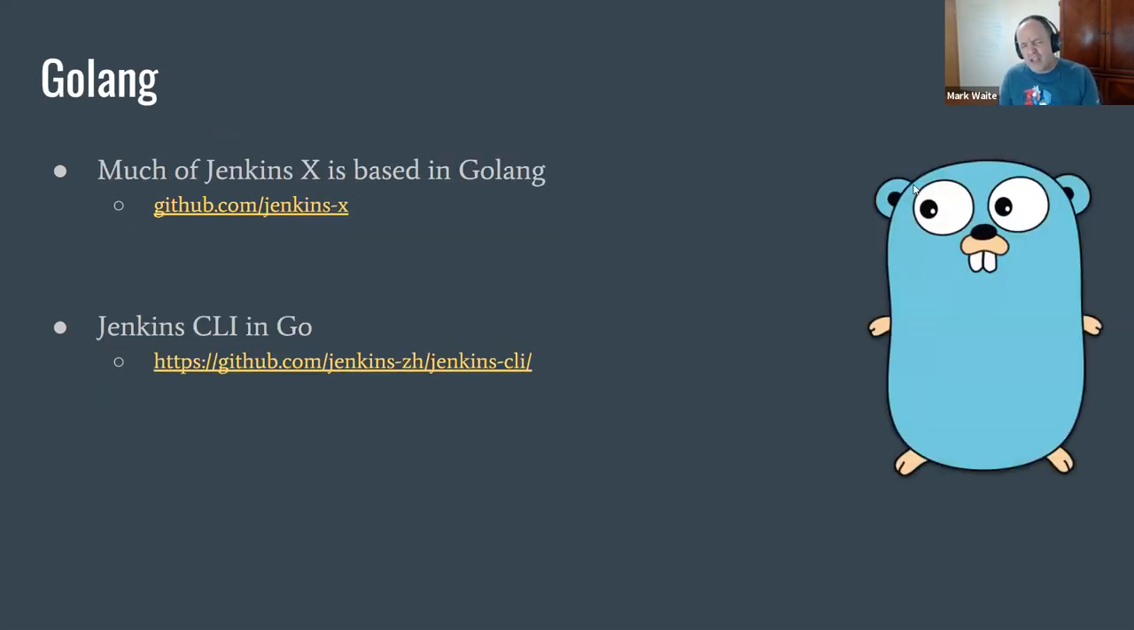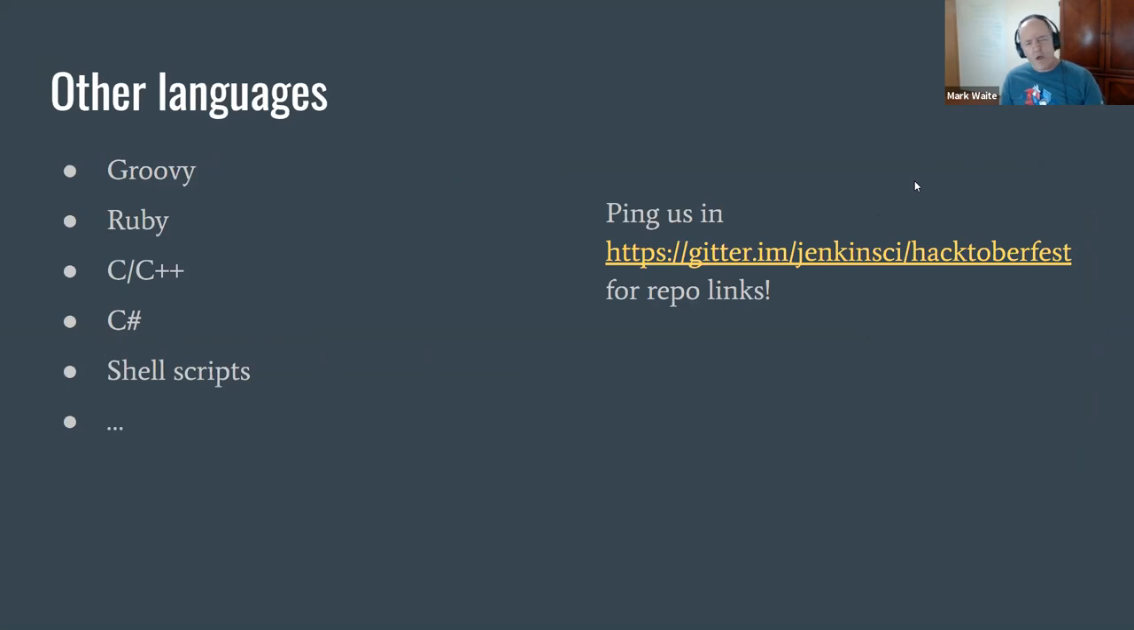If you're interested in Golang, we've got an entire project, Jenkins X, which is based in Golang. Also, we've got a Jenkins command line interface implementation now that is Go-based from Rick, one of our colleagues in China. So if you're interested in Go as a language, here's your chance to contribute. We've got other languages involved in the infrastructure, plenty of places and things where you can help, and Hacktoberfest can help you get started.